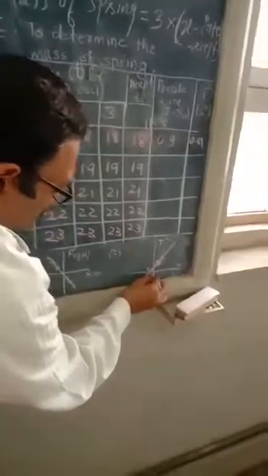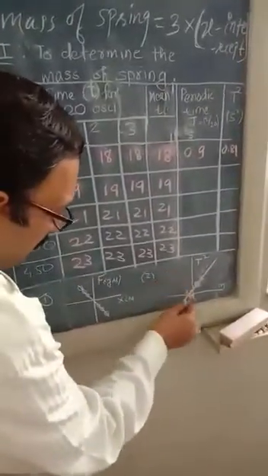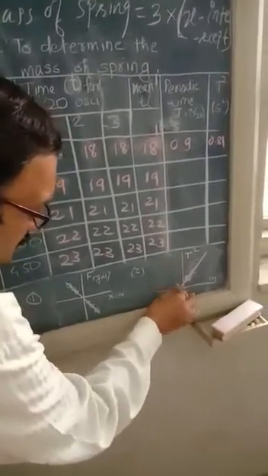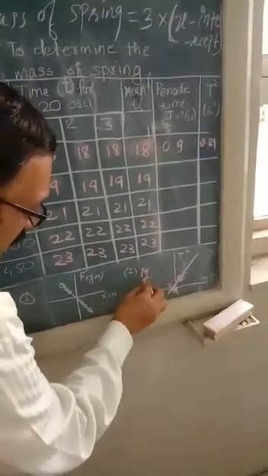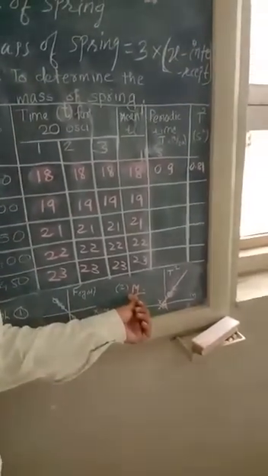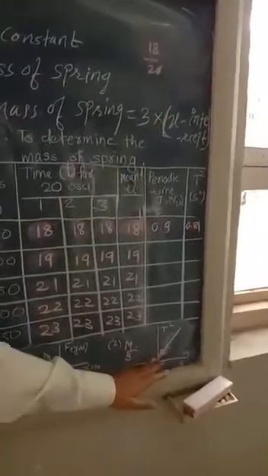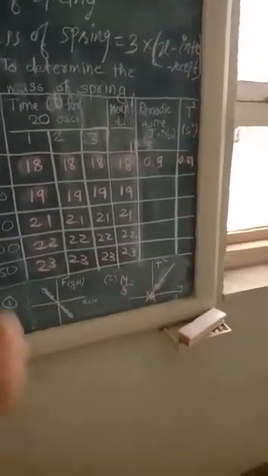Here we measure this distance from the graph, and if we divide this distance by 3, we get m upon 3, which gives us the mass of the spring. That mass of the spring is nearly about 3 times the x-intercept. Okay, thank you.